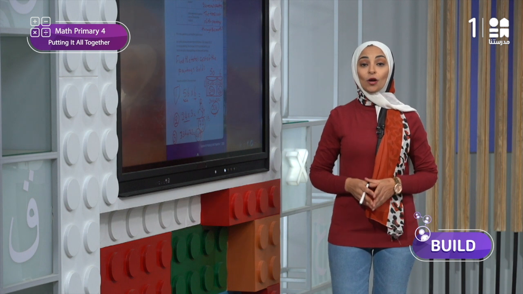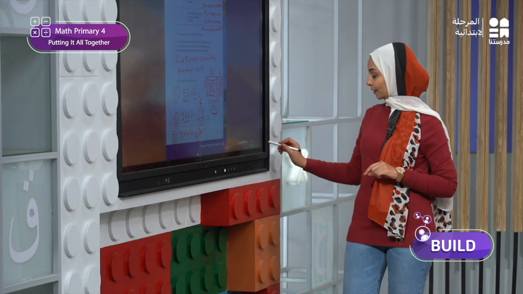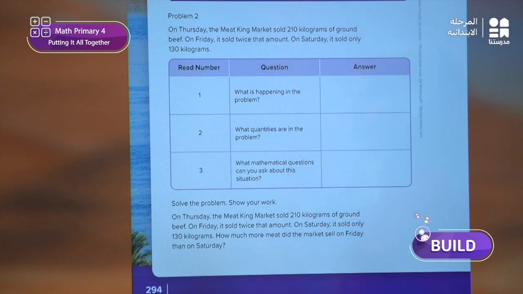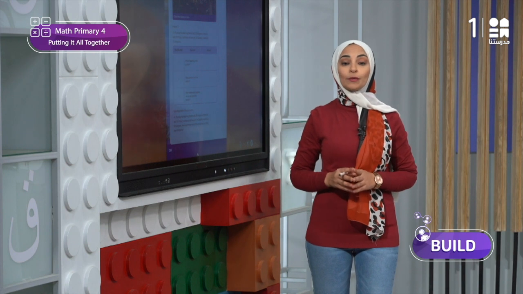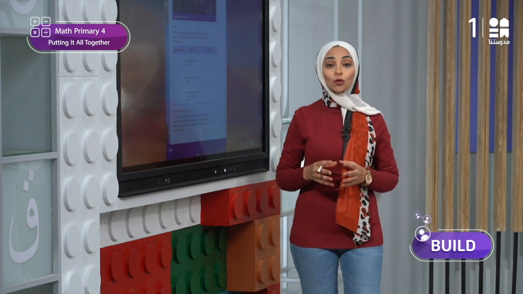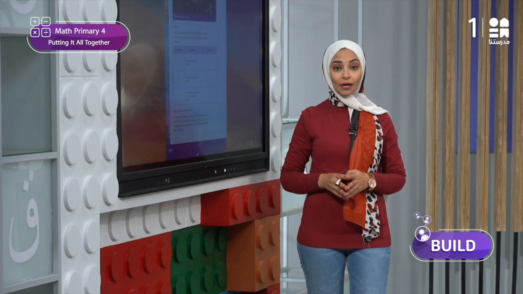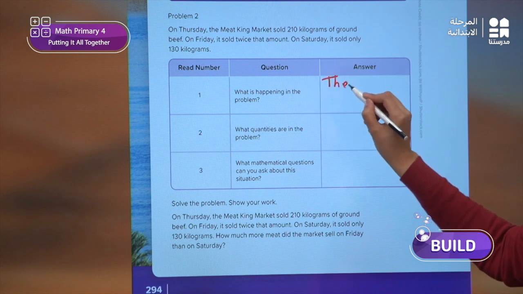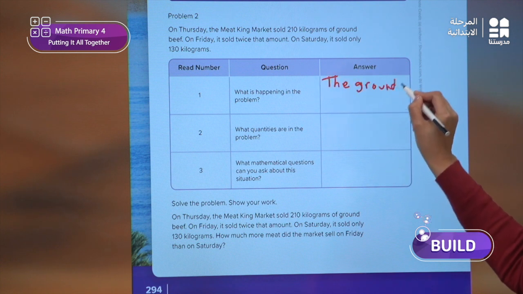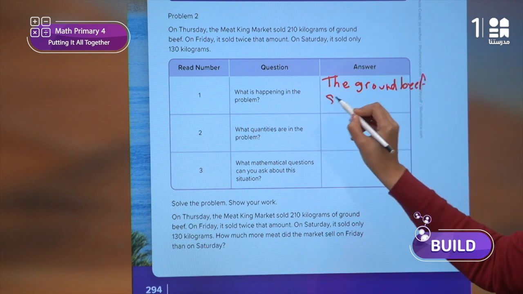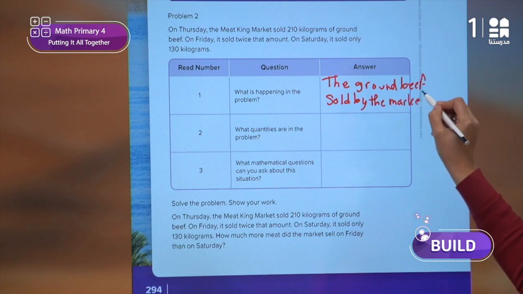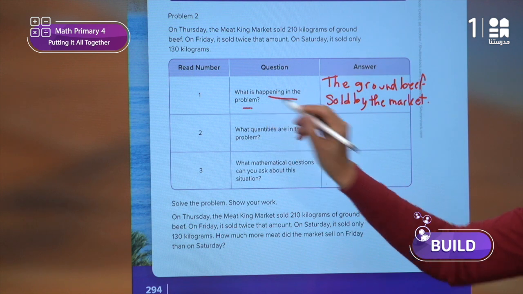And now, after you have finished, we will notice that from the first reading, let's see the problem together. This is problem number 2. After we read it for the first time, we will notice what? We will notice that we can recognize the problem is about the quantity of ground beef sold by Meat King Market. Right? Let's write it. So the problem is talking about the ground beef sold by the market. Okay, this is the topic, or this is what's happening in the problem.